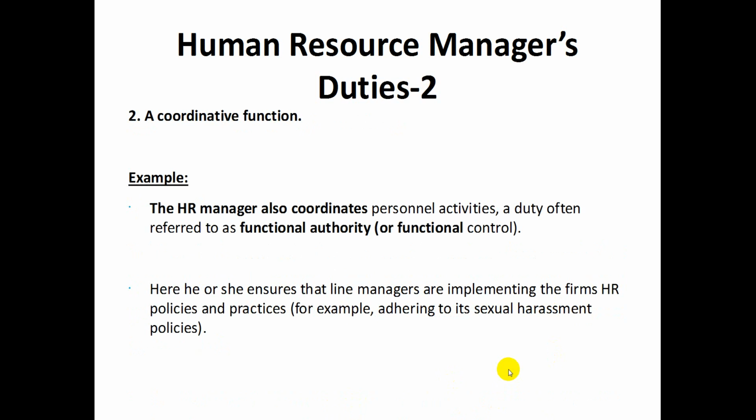The next duty of the Human Resource Manager is the coordinative function. Here's an example. The Human Resource Manager also coordinates personnel activities, a duty often referred to as functional authority or functional control. Here, he or she ensures that line managers are implementing the firm's HR policies and practices, for example, adhering to its sexual harassment policies.